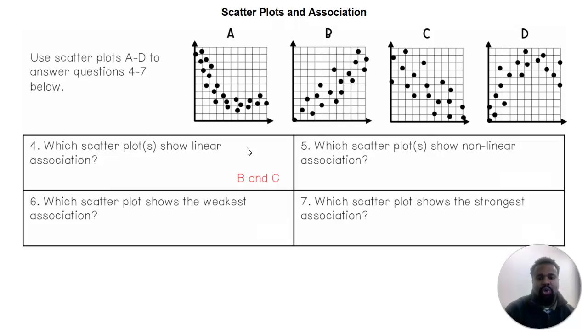Which scatter plot shows nonlinear? If B and C shows linear, then nonlinear would be A and D. Which scatter plot shows the weakest association? Meaning, which scatter plot is spread out the most? That will be C. This is a weak association. Which scatter plot shows the strongest association? Which scatter plot are closest together? And that will be scatter plot A.